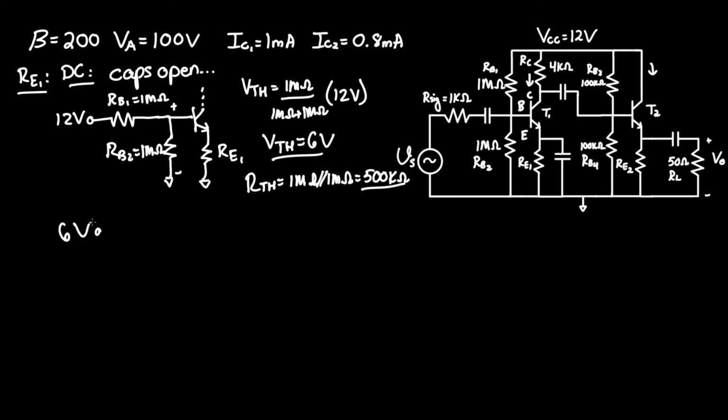So 6 volts goes into the Thevenin equivalent resistance of 500K. Into the transistor. And then we have RE1, which we are going to find now. We should also keep in mind the 0.7 voltage drop that will occur across the base emitter barrier.